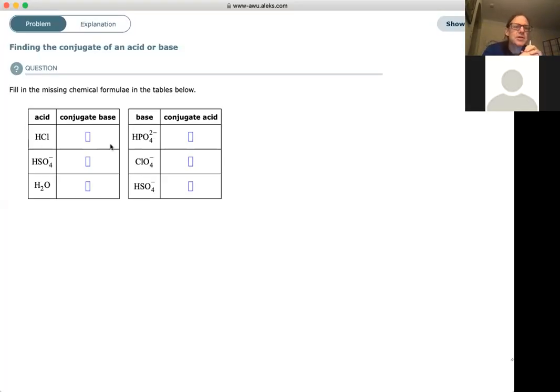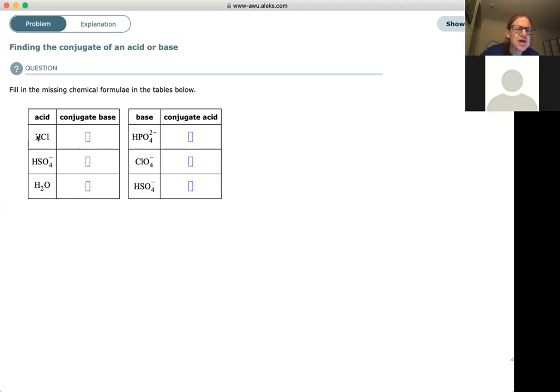So if we take a look here, we've got acid and conjugate base. There are 3 acids that are given, and we want to find the conjugate base. Remember, the acid and the conjugate base just differ by an H plus. The acid will have 1 extra H plus, or another way of looking at it, the conjugate base will have 1 fewer H plus. So you just have to take the H plus off of it, okay?